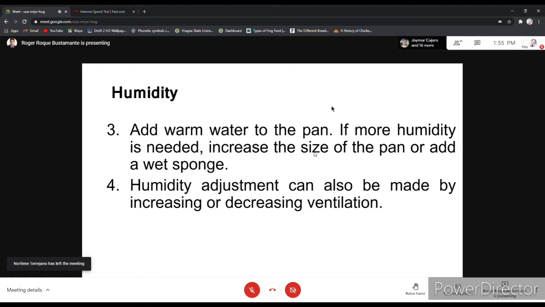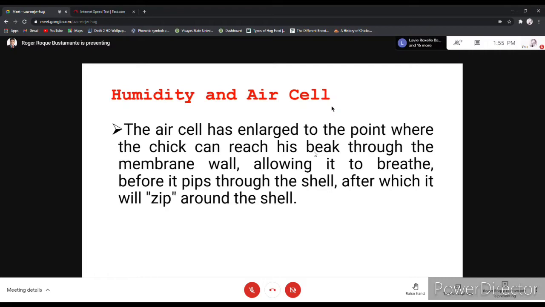temperature, humidity, and ventilation. Next, humidity and air cell. So, the air cell has enlarged to the point where the chick can reach its beak through the membrane wall, allowing it to breathe before it peeps through the shell.